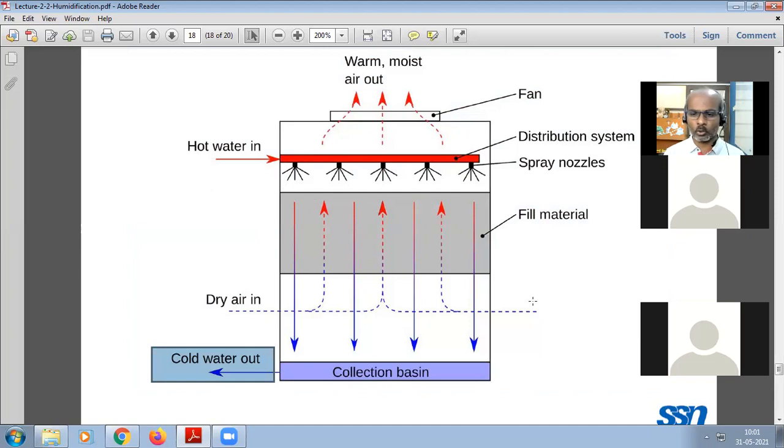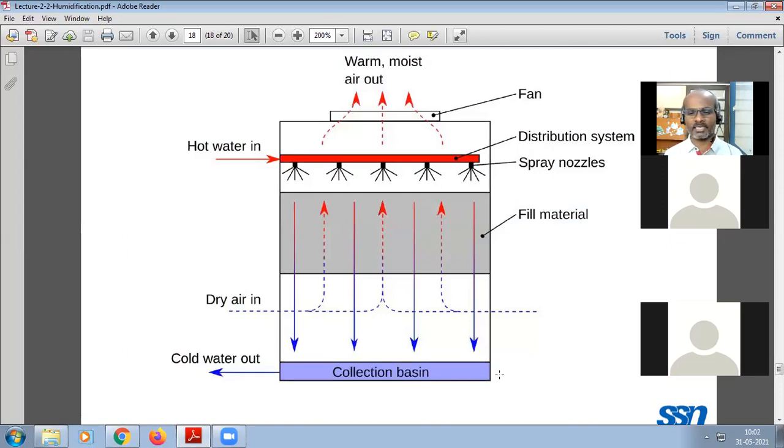This is happening because of the cold air entering. You can consider the atmospheric air to be available at 35 degrees Celsius. It is entering with a different humidity, say around 60% relative humidity, and it is going to leave at about 40 or 45 degrees Celsius with a higher humidity, about 90-95%. So the air temperature is also getting raised and its moisture content is also getting raised. There is a transfer of heat from water to air. That is easily understandable because water is at 55 degrees Celsius and air is at 35 degrees Celsius, so definitely there is a heat transfer possible.